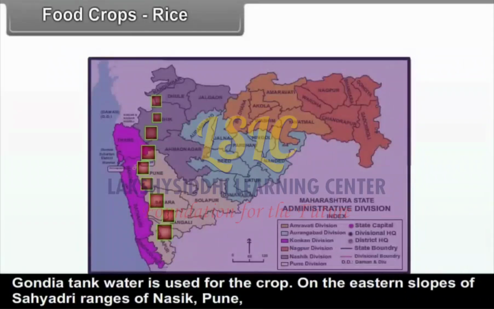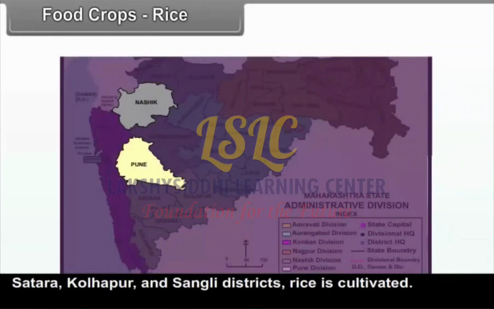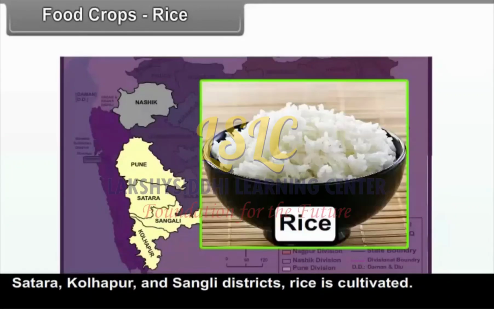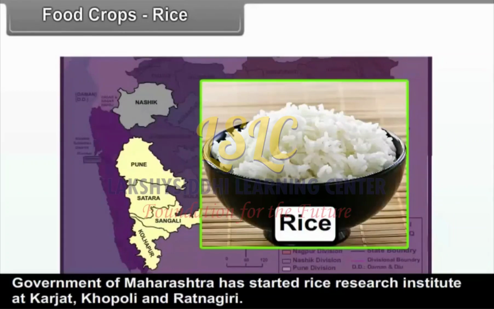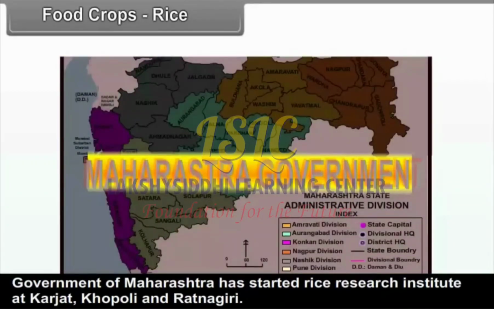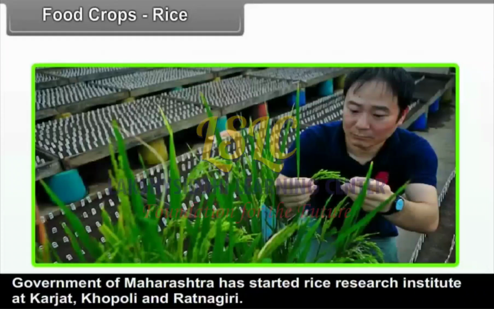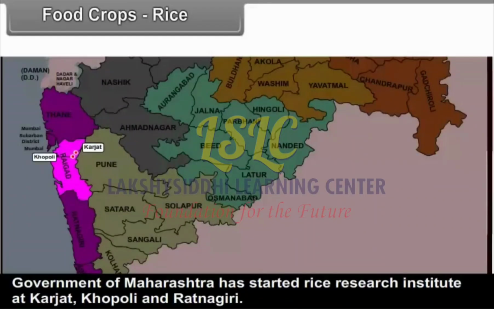On the eastern slopes of Sahyadri ranges of Nasik, Pune, Satara, Kolhapur and Sangli districts, rice is cultivated. Government of Maharashtra has started rice research institutes at Karzat, Khopoli and Ratnagiri.